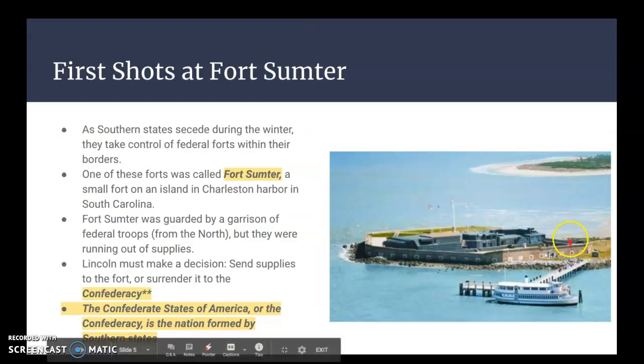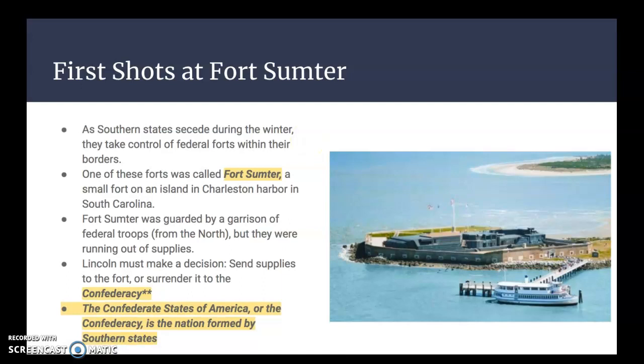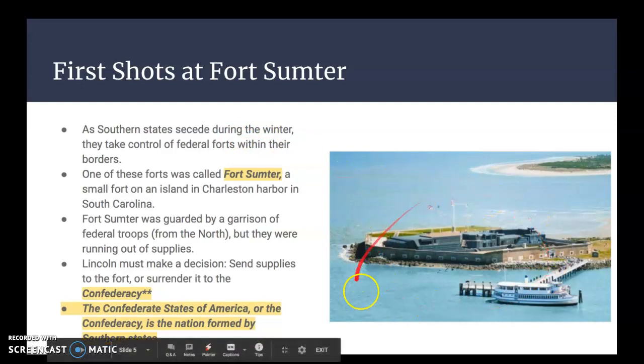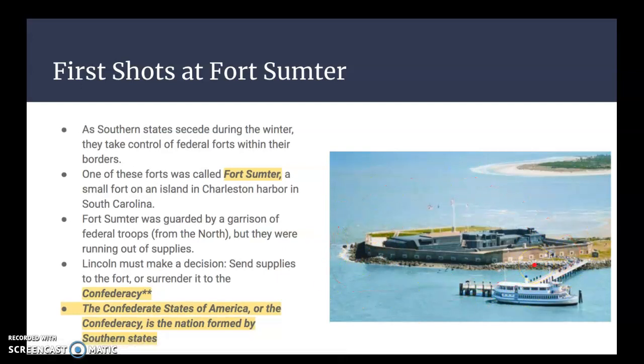So when this happens, any army forts that were in these southern states that have seceded now fall under the control of the Confederacy. One of these forts was called Fort Sumter, and it's a small fort on an island in Charleston Harbor in South Carolina. This is it today. You can go there, take a ferry boat over there, and check it out. It's pretty cool. That fort, even though it's in South Carolina, which had seceded, the first state to secede, was still guarded by a garrison, or group of federal troops.